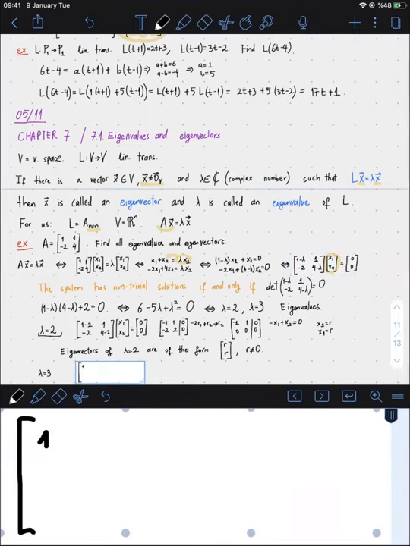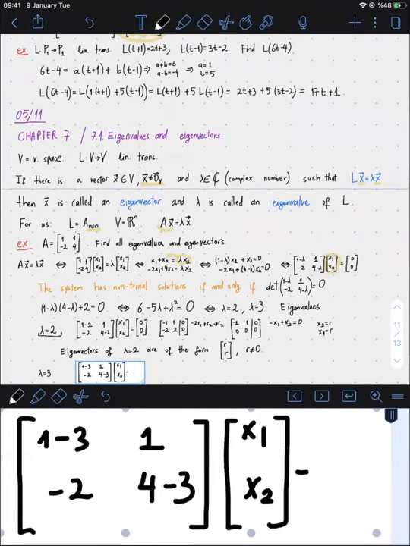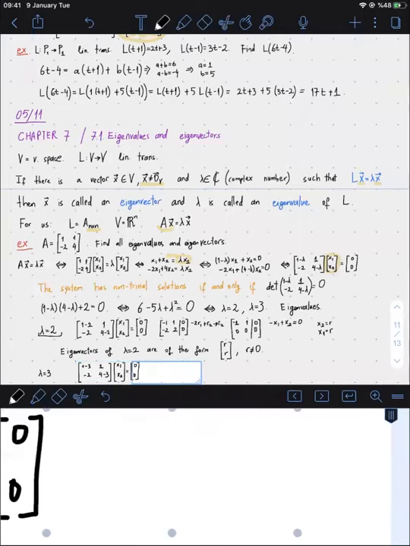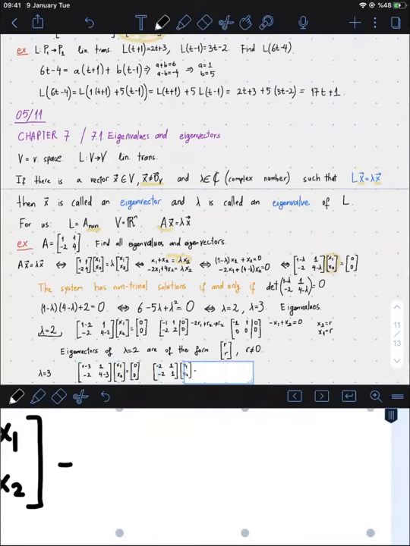So I get 1 minus 3, 1, minus 2, 4 minus 3, right? And then I get x1 and x2, which gives us 0 and 0. So what does this mean? If I do the computation, I get -2 and 1, and I get -2 and 1. So this gives us x1 and x2 equals 0 and 0.